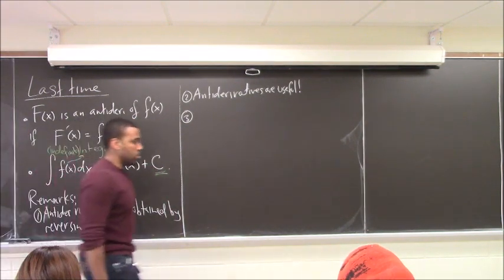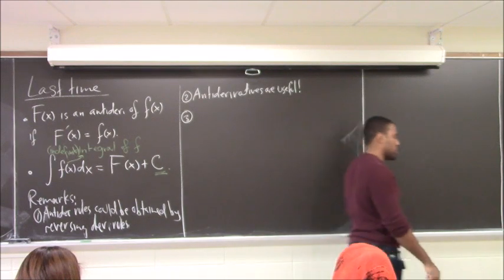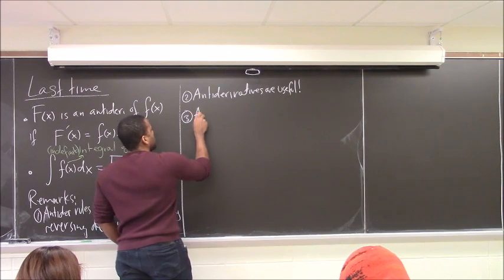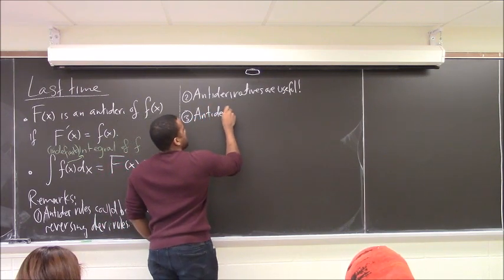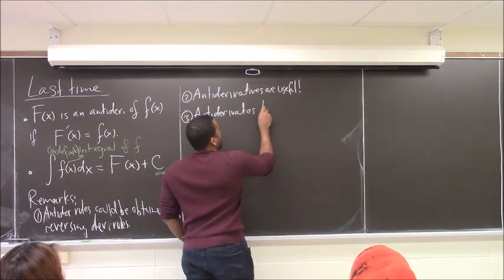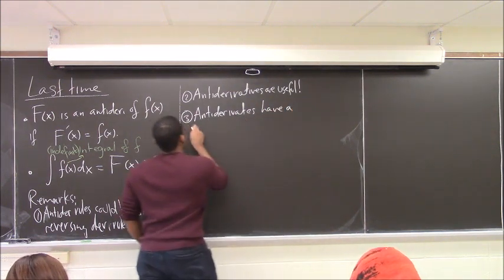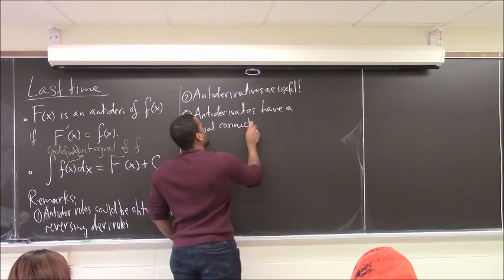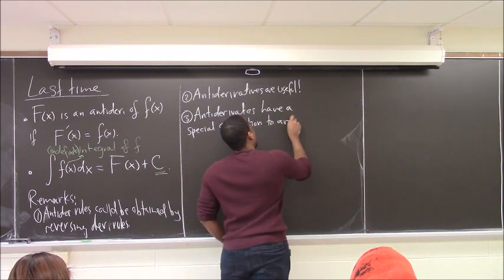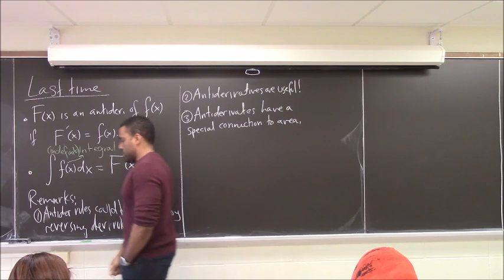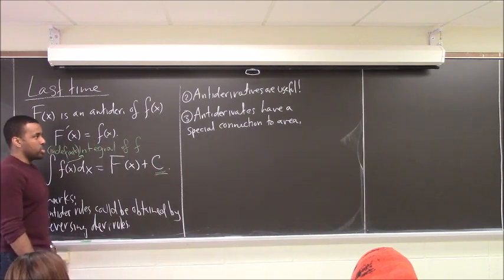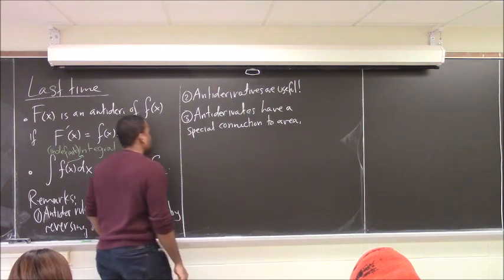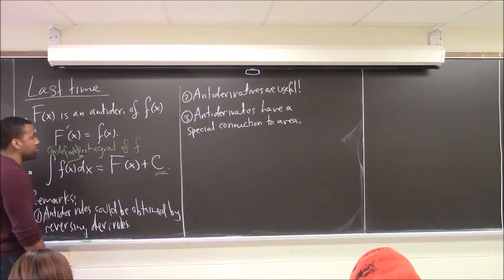And this remark is kind of surprising, and this is really where the segue to the second part of our course happens. It is the fact that antiderivatives have a special connection to area. And that might seem surprising. It was surprising to a lot of people when they first started noticing it. And so let me illustrate what I'm talking about.